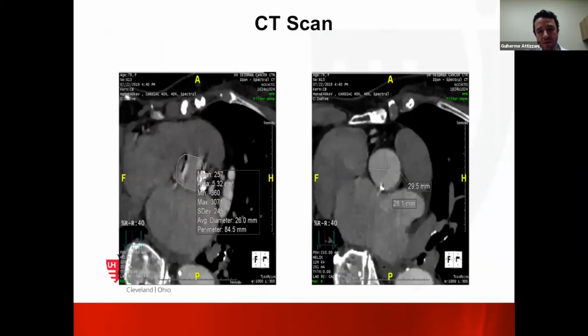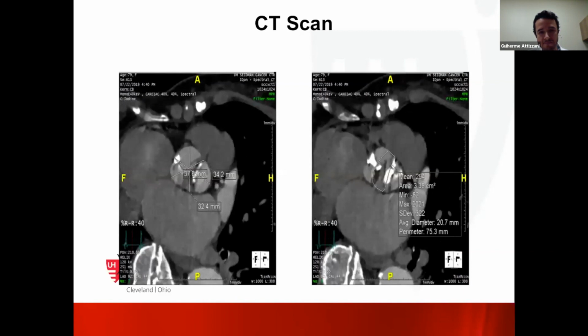This is one of the important points of the discussion. I'd like to hear everyone's opinion on it. João's opinion also on the CT scan. But basically, when we look at the perimeter of this patient, 84.5 with an area of 532, STJ with 28, 29. Sinus is all above 30 millimeters.